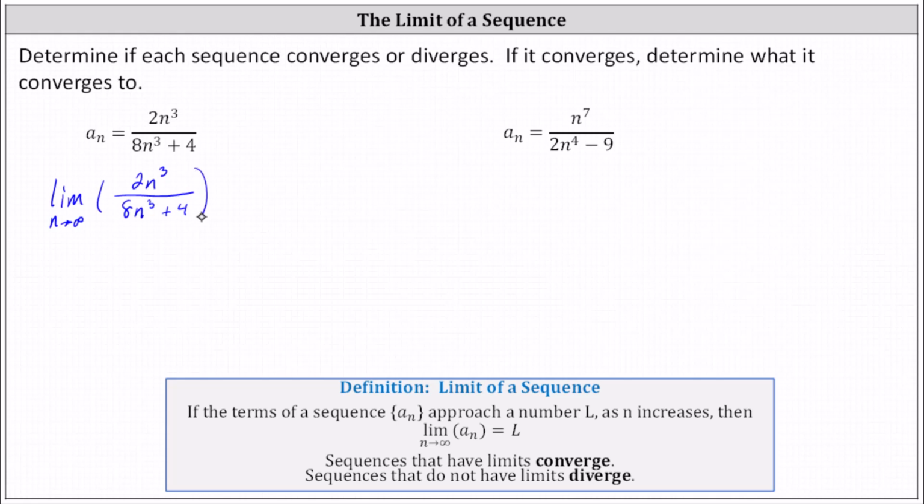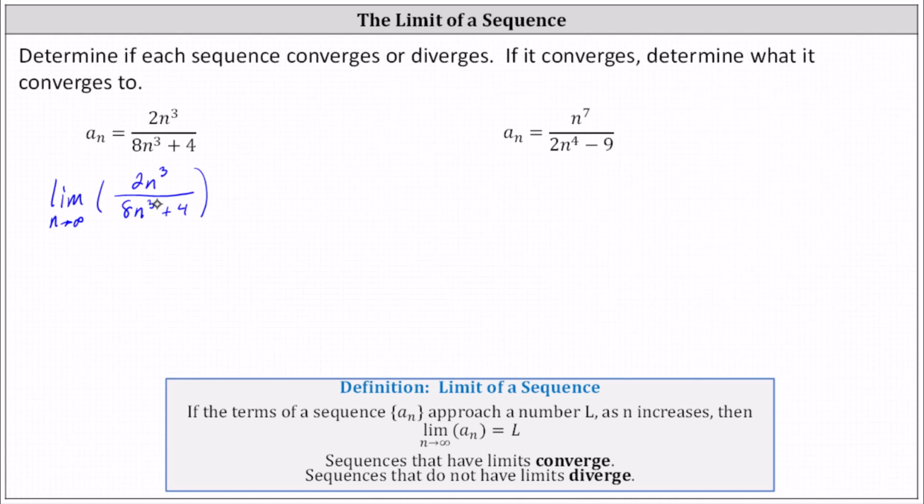There's several ways we can go about determining this limit. Notice the degree of the numerator and the degree of the denominator are both 3, which means the limit is going to be equal to the ratio of the leading coefficients, which is going to be 2/8 or 1/4. Or if we want to show some work, we can divide each term by the highest power of n in the denominator. I'm going to go ahead and show that.